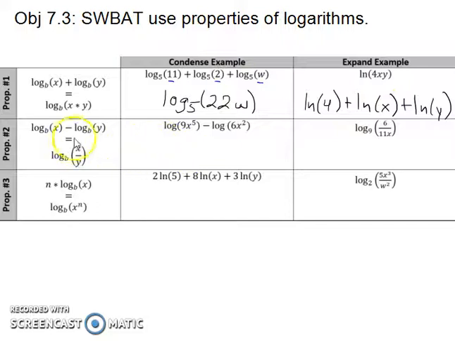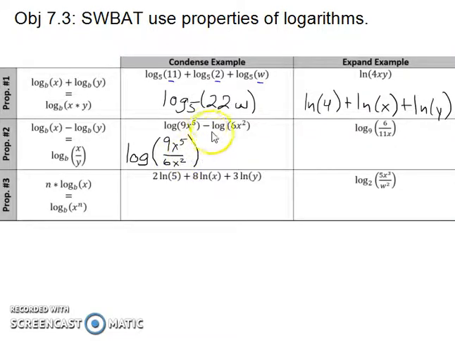So our second example, or our second row, has to do with the second property, which is that if you're subtracting things, you divide them. And I'm going to write my answer over here because you're going to see we're going to simplify it. We've got 2 logs base 10, which means we can condense them. They're the same base. So I'm going to write log of 9x to the 5th divided by 6x squared.